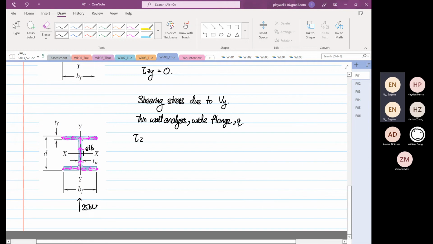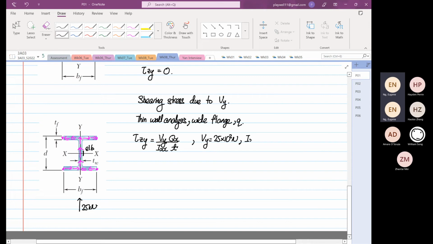The plane intersecting transformation on the z-axis, the shear flow will travel in the y direction is equal to Vy over Ixx, Qx divided by T. Okay. So for this case, let's gather what we know. So what we know is Vy is equal to 25 times 10 to the power 3 Newton.